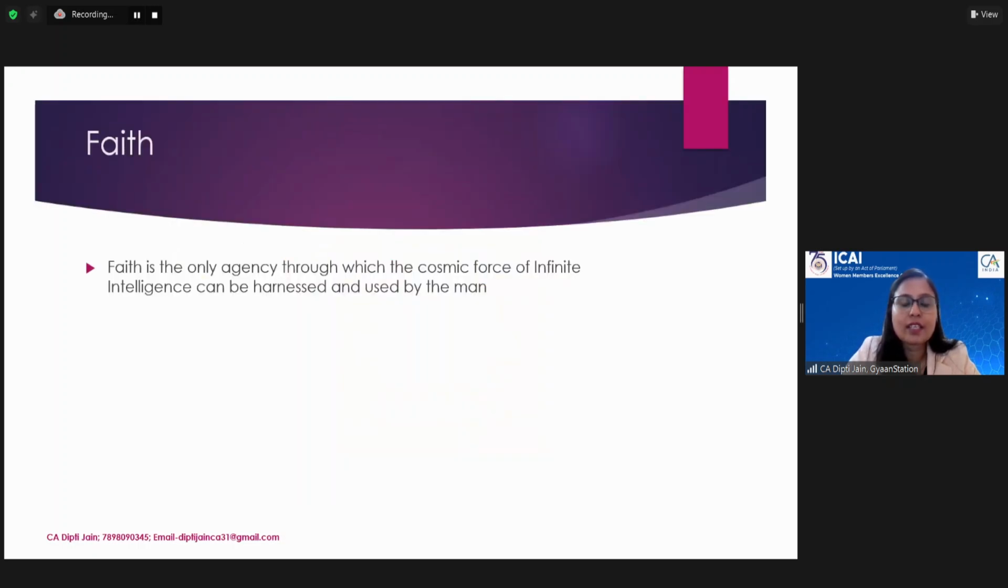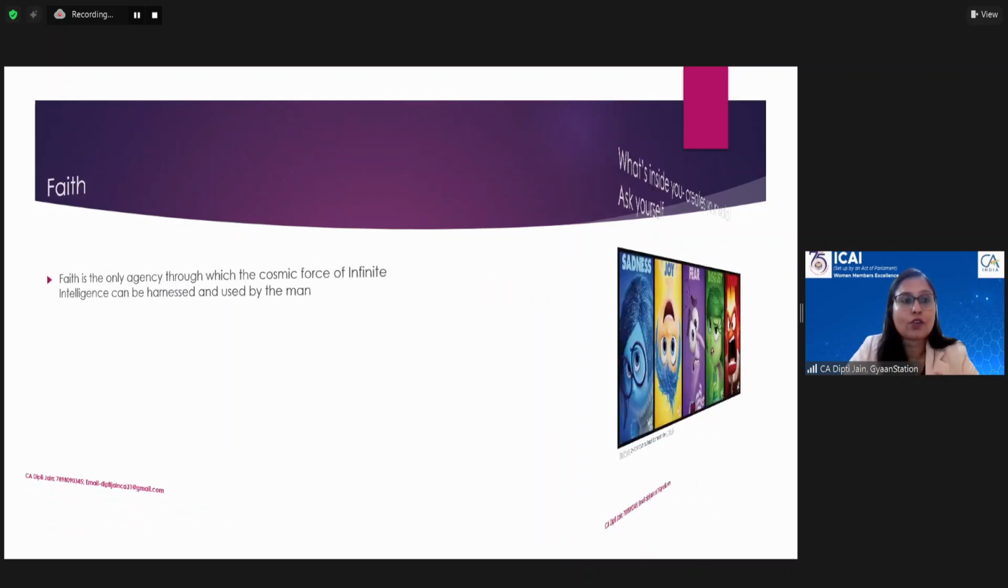Faith. Faith is the key to all success. Faith is the only agency through which the cosmic force of infinite intelligence, that is the whole universe, can be harnessed and used by man. Faith. We go and pray in front of God too. We have faith in certain pilgrimages, in people, in tirth, in gods, and that faith makes things possible. So faith is a very important thing, and the feeling of faith is considered one of the highest levels of emotion in this universe. You have that energy to tap the whole universal power through the power of faith. So have faith in your goals, in yourself.